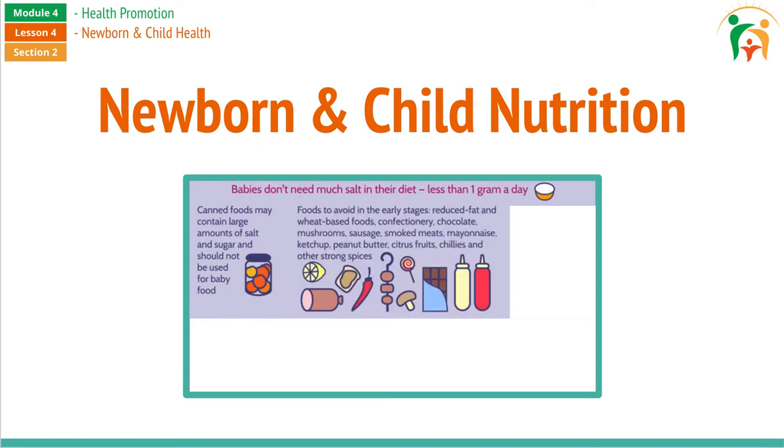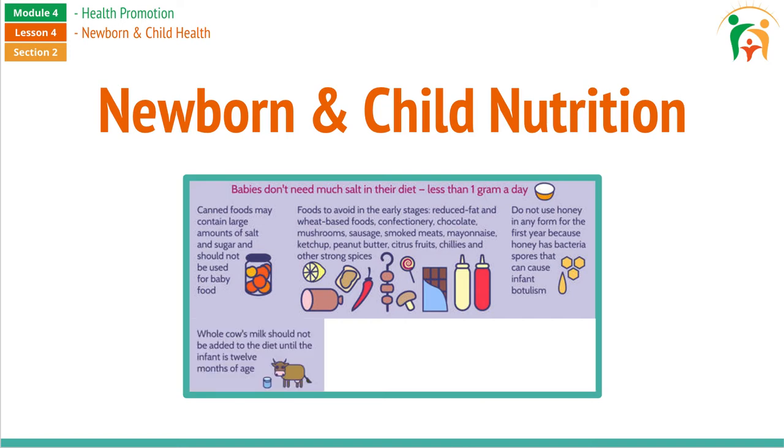Foods to avoid in the early stages. These are reduced fat and wheat-based foods, confectionery, chocolate, mushrooms, sausage, smoked meats, mayonnaise, ketchup, peanut butter, citrus fruits, chilies, and other strong spices. Do not use honey in any form for the first year because honey has bacteria spores that can cause infant botulism. Whole cow's milk should not be added to the diet until the infant is 12 months of age.